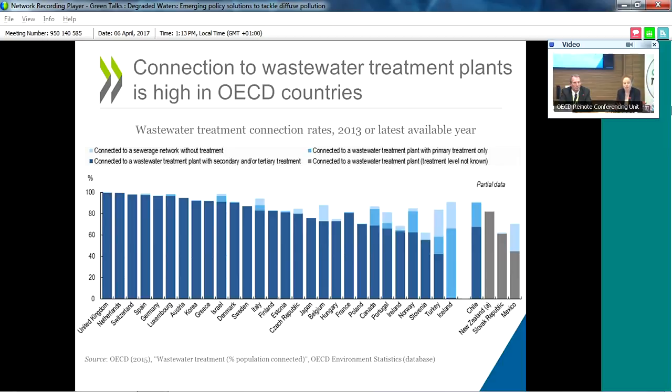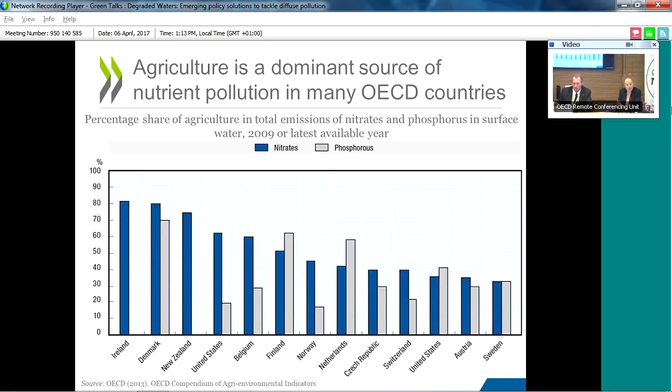So in general, OECD countries have tackled the problem of access to sanitation services and point source pollution. This graph here demonstrates the high percentage of the population connected to a wastewater treatment plant in OECD countries. But despite this, water quality challenges remain. This figure illustrates that diffuse pollution from agriculture is often the main source of nutrient pollution in many OECD countries. In Ireland, Denmark and New Zealand, around 80% of nutrient pollution is from agriculture.